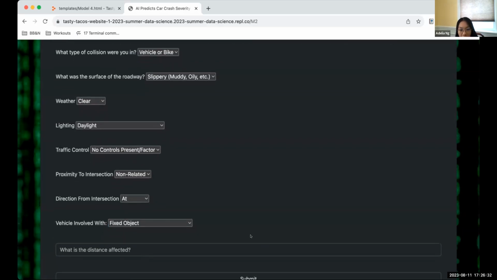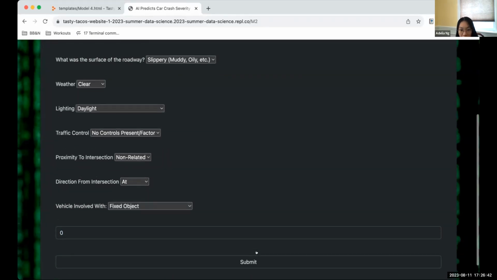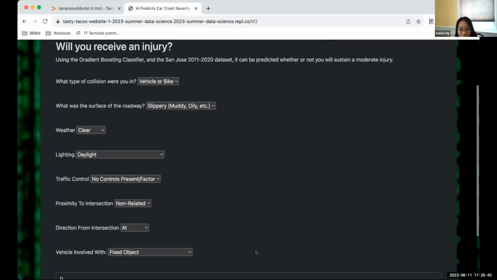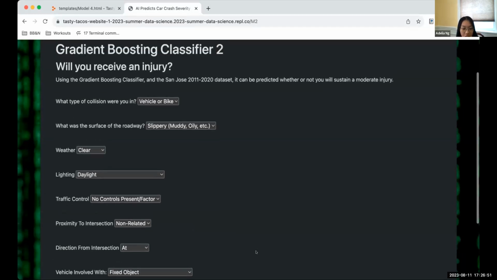There's therefore a bigger variation in the factors for moderate injuries because of more resulting collision types. When you select the inputs from the dropdowns, you can submit and it will return a true-false statement depending on whether the model thinks you'll sustain a moderate injury from these factors or not. However, this model has an accuracy rate of around 69%, which isn't that ideal, so it might not always be correct.